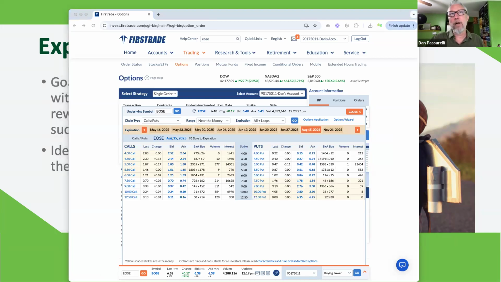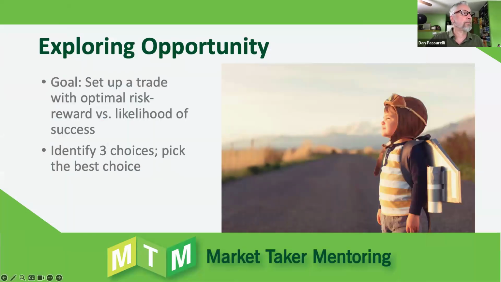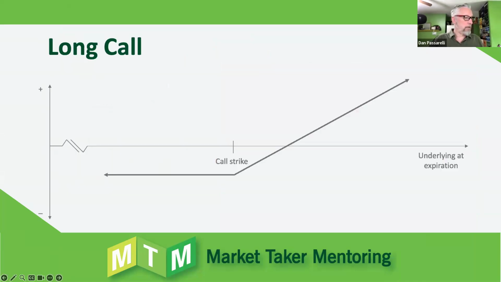Right? So, let's get this out of the way here. And I gotta make sure I've got that one on my short squeeze list. You guys know I do short squeezes, right? EOSE short squeeze. Let's go.